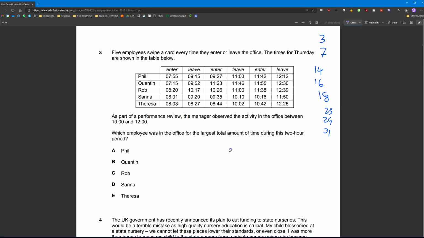So, 5 employees swipe a card every time they enter or leave the office. The times for Thursday are shown in the table below. As part of a performance review, the manager observed the activity in the office between 10 and 12. Which employee was in the office for the largest total amount of time during this 2-hour period?